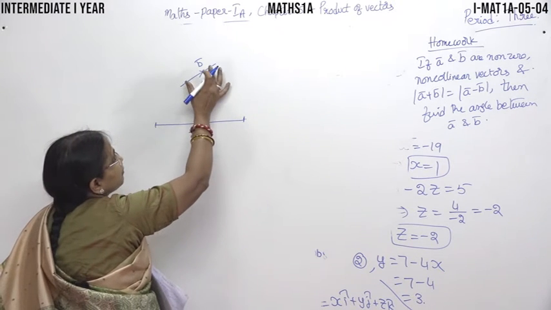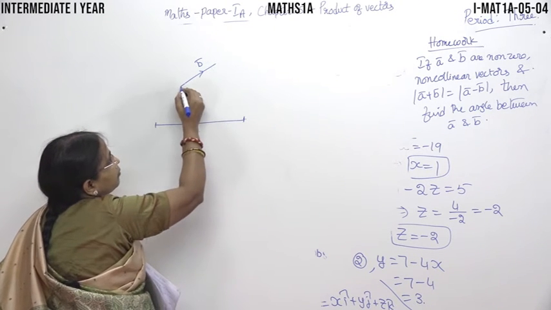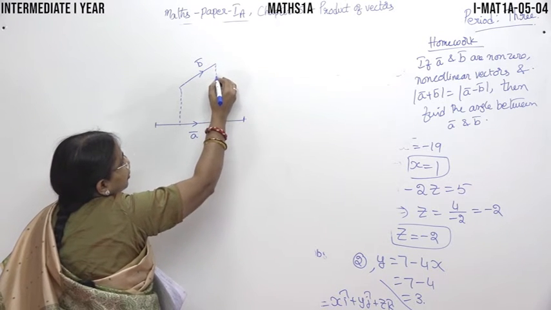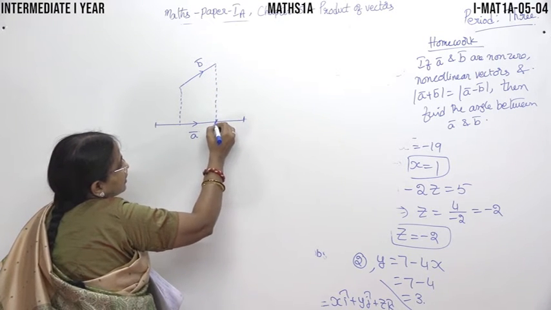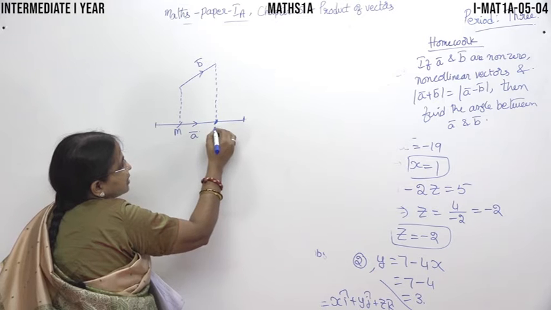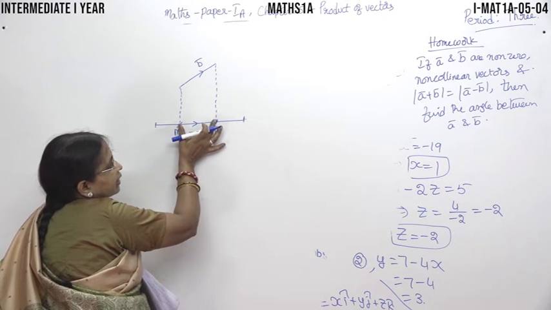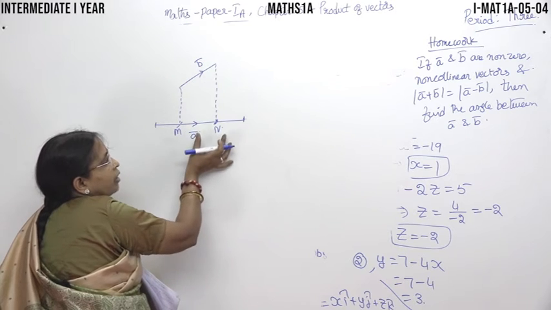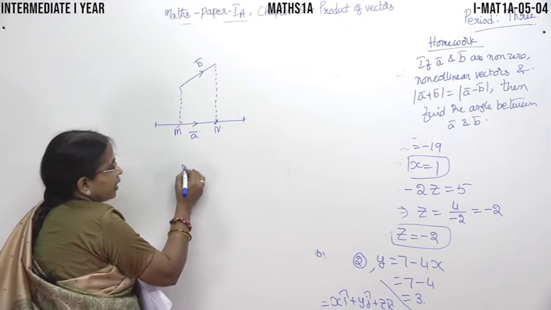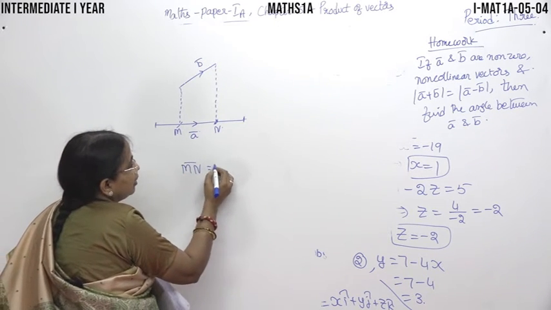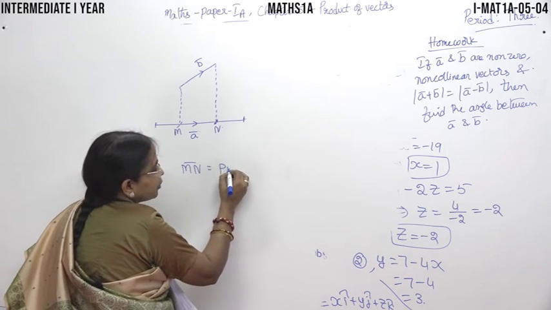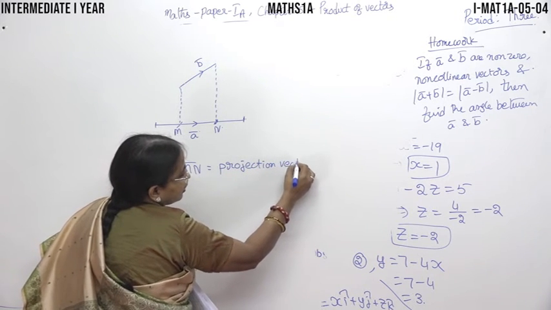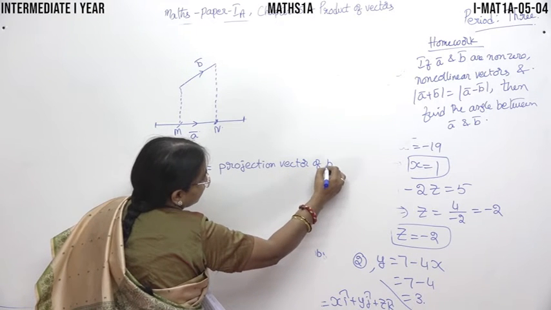Then what is the projection of B on A? From B's end point, you draw a perpendicular to A. So you will get a vector. Suppose that this is M and this is N. So this MN vector is called the projection vector of B on A.